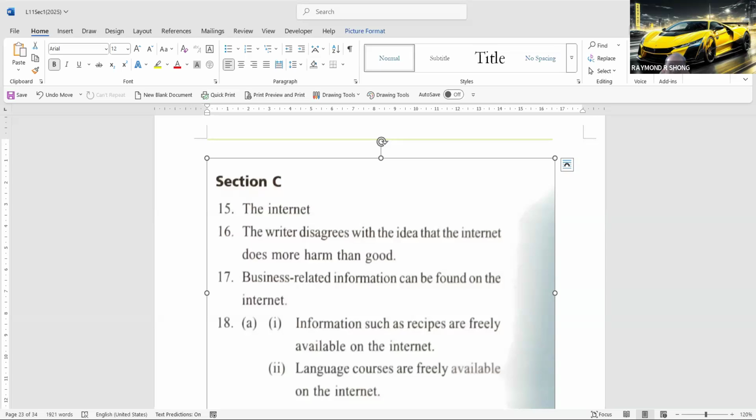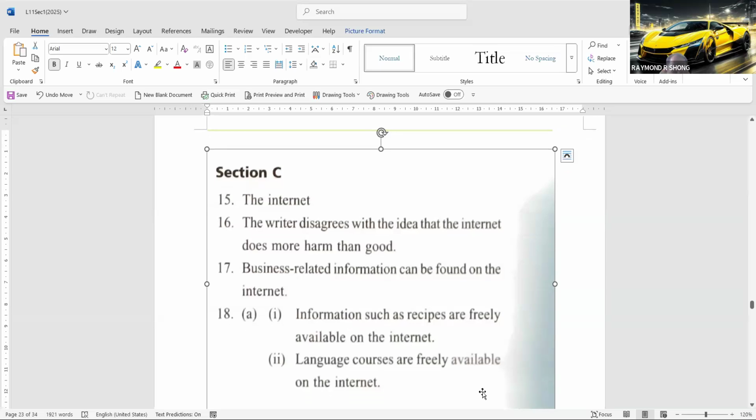Let's look at number 18. Information such as recipes and language courses are freely available on the internet. Okay, Raiden, 18A all full marks. Oh, damn it, Jensen, why are you always so good at the answer? Bloody hell, I must find a mistake from you. Jensen, well done. Okay, and the rest, let's see Wen Qian's.